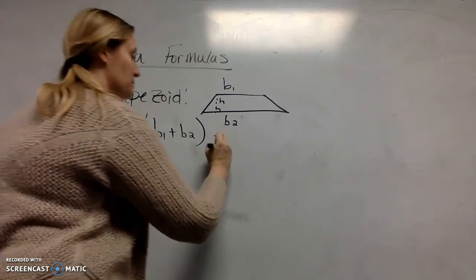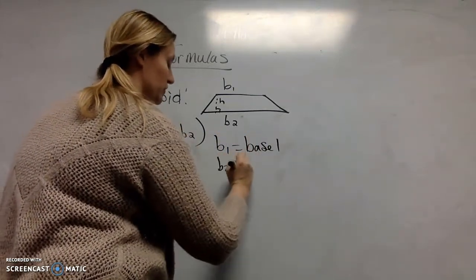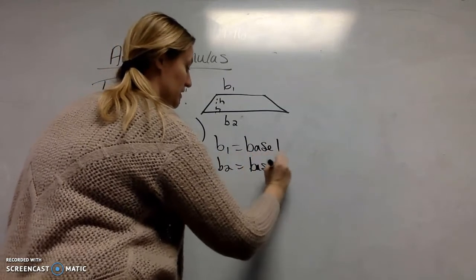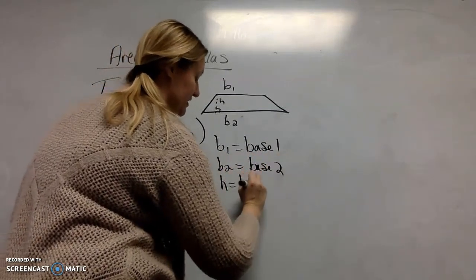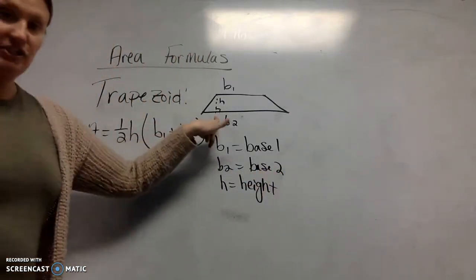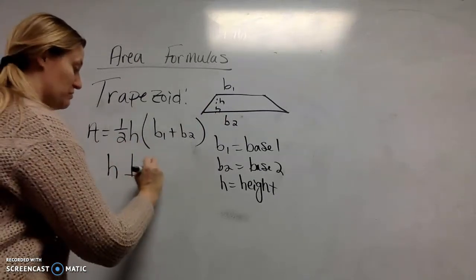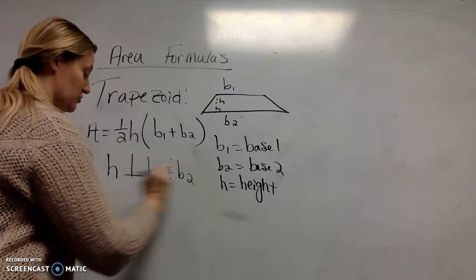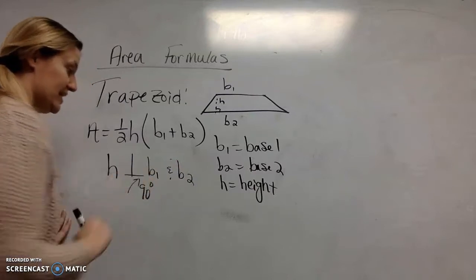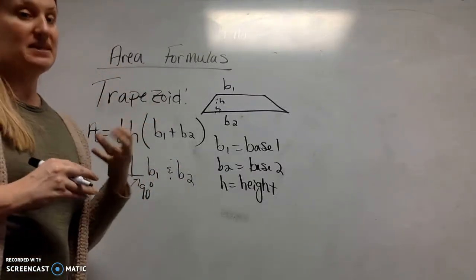Again, B1 just means base 1. B2 just means base 2. And H means height, just like it did before. And you guessed it, there's that 90-degree angle. Our height has to make a 90-degree angle with base 1 and base 2. So again, we're looking for the 90-degree angle. They have to be perpendicular. It has to be that straight up and down to be the height.